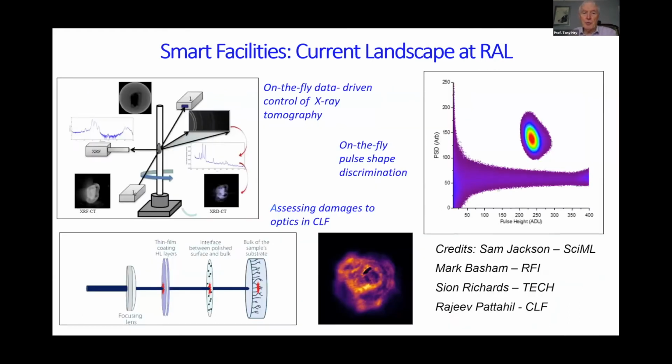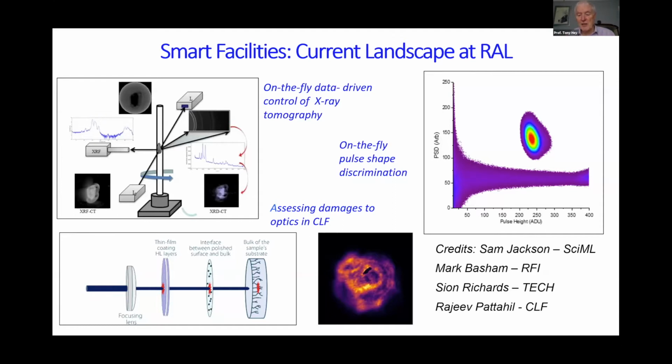We can also improve the way facilities operate. Just to give some examples, as you do X-ray of your sample, you can understand what's happening and you can move the sample. You can do on-the-fly data-driven control. Similarly with neutrons, you want to know whether it's a gamma ray or a neutron. You can determine that from the shape of the pulse, and that's what machine learning enables you to do. And we're looking also at the laser facilities. When you have big lasers, they destroy some of the optics. If you can assess the damage earlier, you can stop and change parts before they become very seriously damaged.